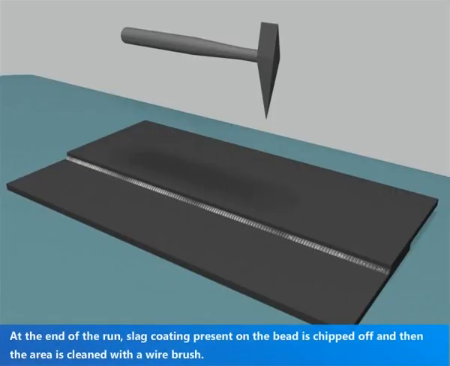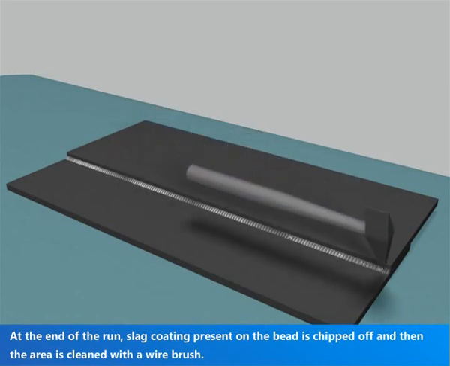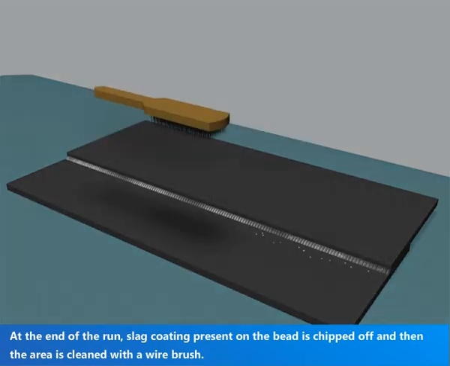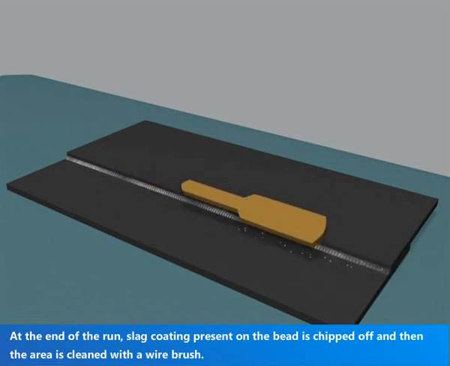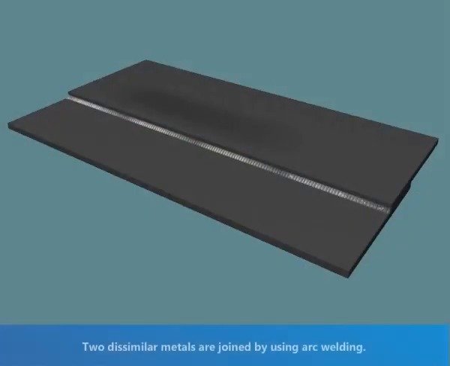At the end of the run, slag coating present on the bead is chipped off and then the area is cleaned with a wire brush. Two dissimilar metals are joined by using arc welding.